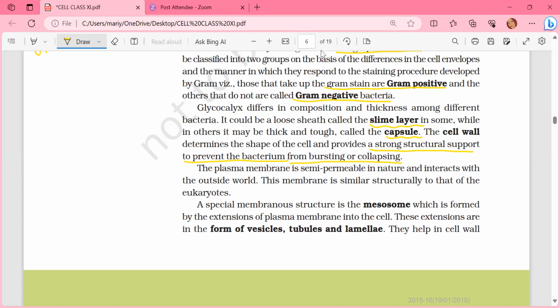Now talking about the third layer, which is the plasma membrane. The plasma membrane is a semi-permeable membrane, and it interacts with the outside world. This membrane is similar in structure to that of eukaryotes. Even eukaryotes have a plasma membrane that is semi-permeable in nature.